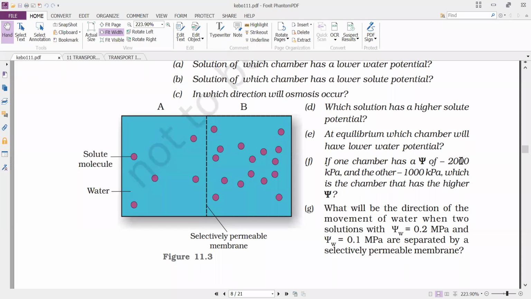Okay, obviously that is 200 only, no? We are applying more pressure. Where we are applying more pressure, there the potential will be more, no? So 200. The chamber with 200 kilopascals will be having more potential, more pressure potential.